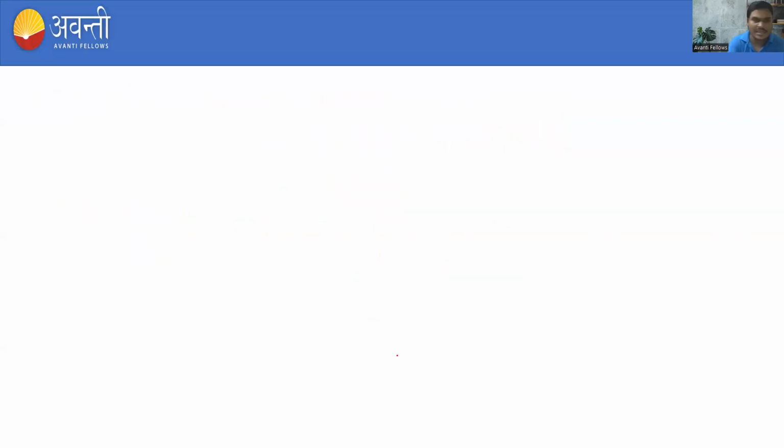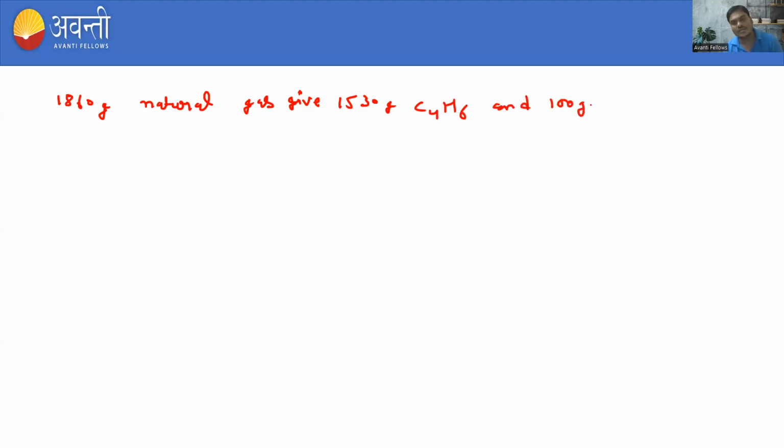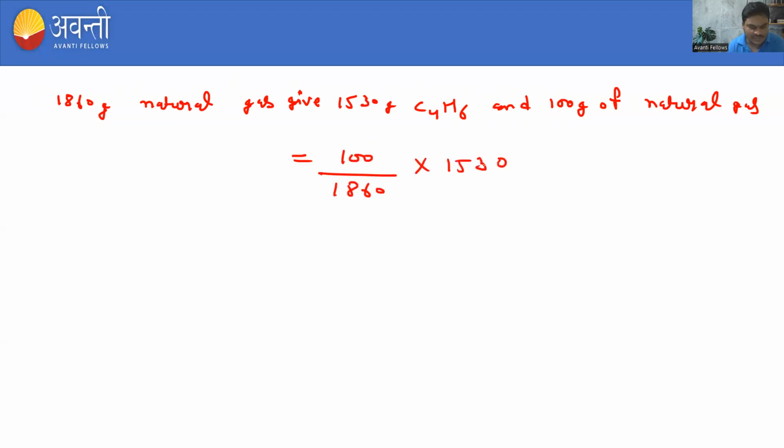Now, in this question, they are asking you to calculate for 1816 gram natural gas. It gives 1530 gram C4H6, and for 100 gram of natural gas, right? So this value comes out to be 100 divided by 1.86 into 1530. On solving, you'll get 82 gram.